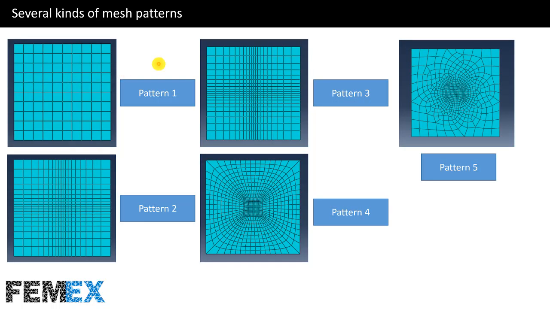In this tutorial, I will create 5 different mesh patterns on the same geometry. The geometry is a 2D square. This is pattern 1, this is pattern 2, this is pattern 3, this is pattern 4, and this is pattern 5. Pattern 3 and pattern 2 are the same, but we use different methods for creating the same pattern. I start from pattern 1, that is very simple.